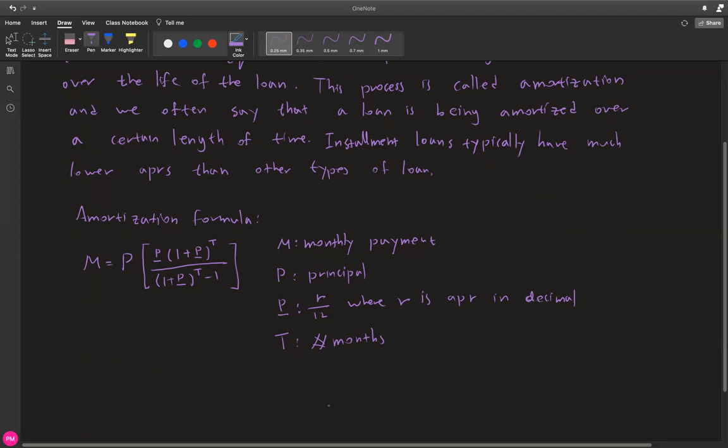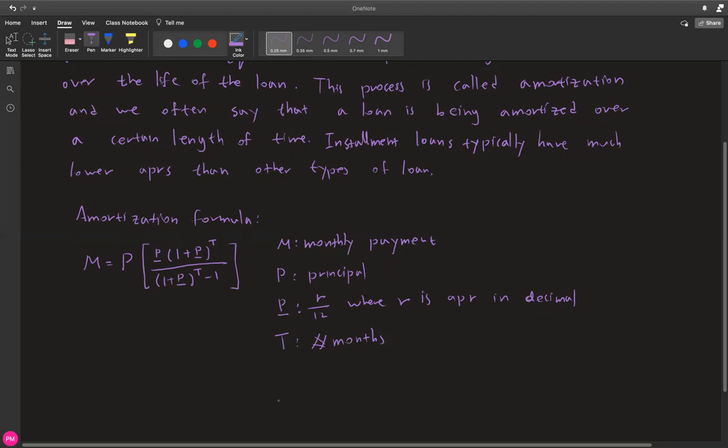So this formula basically gives you the monthly payment that you have to make over the period of time. Given the principal, meaning the total money you are borrowing, if you plug everything into the formula, this outputs the monthly payment that you will have to pay over the T months.